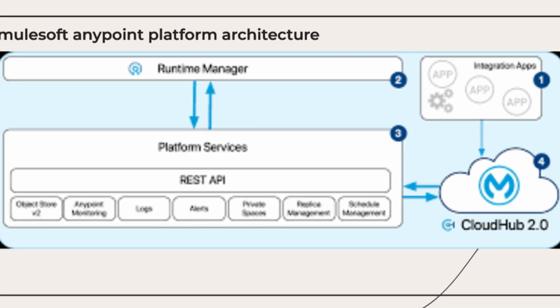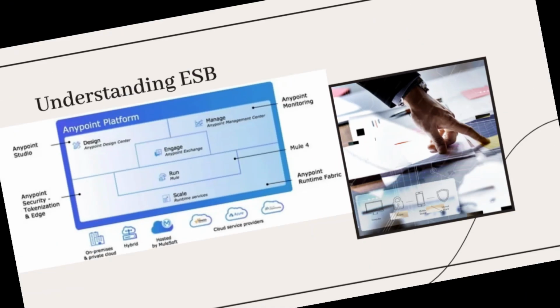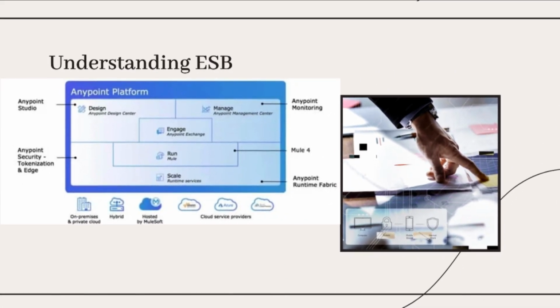3. Connectors and adapters. Mule ESB offers a vast library of pre-built connectors and adapters that allow seamless integration with popular applications, systems, and protocols. These connectors enable Mule ESB to connect with databases, enterprise systems, such as SAP and Salesforce, messaging systems, such as JMS and AMQP, cloud services, such as AWS and Azure, and more.